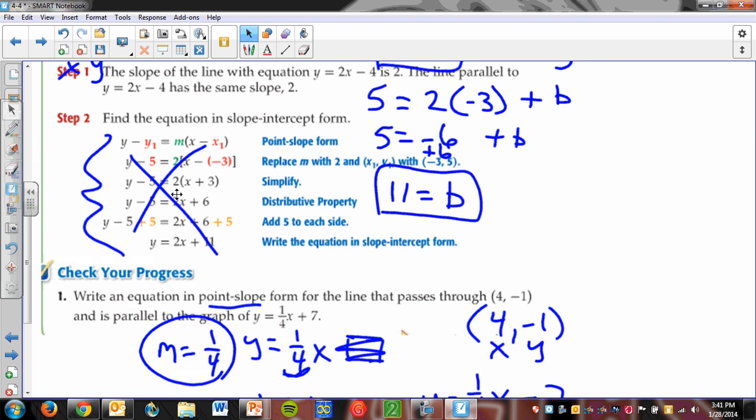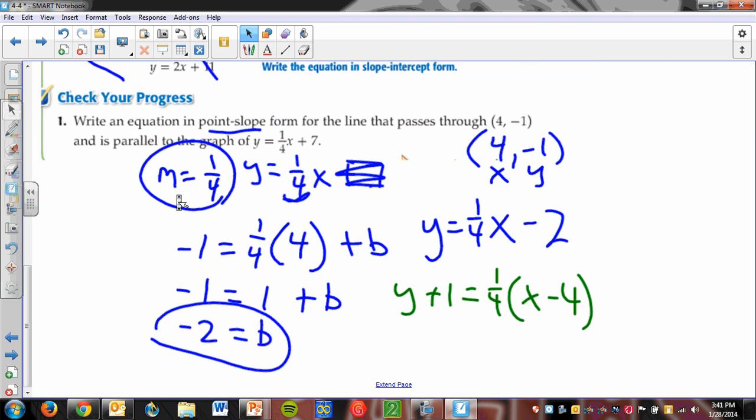There's a whole fancy way of doing it. Let's not worry about that. Let's make it easy. This one says write it in point-slope form, which is what I did here. But we'll get to that point-slope form. The line that passes through 4, negative 1, is parallel to y equals 1/4 x plus 7. I had my class do this in slope-intercept form anyway, because that's the way you're going to see it most.